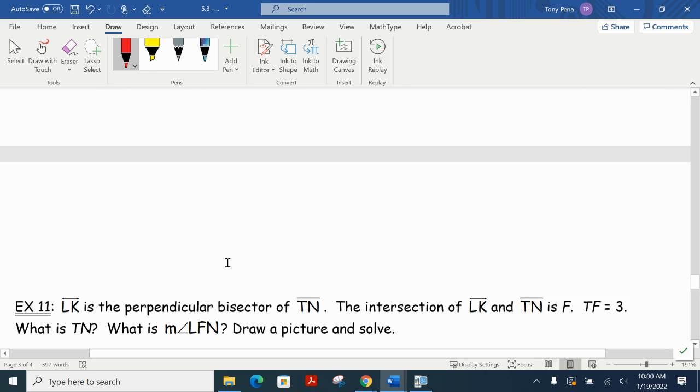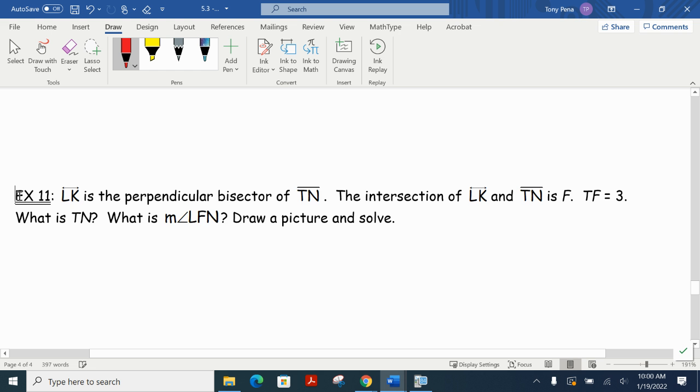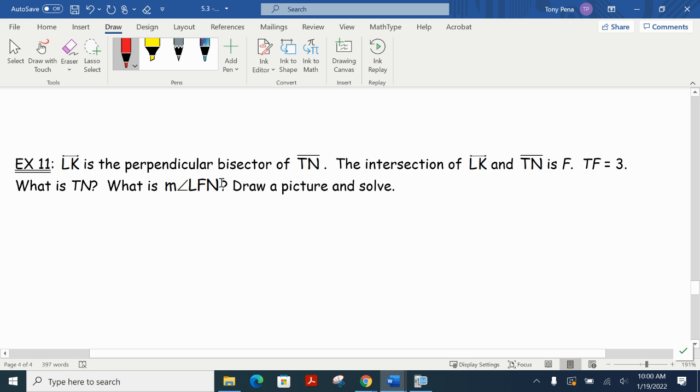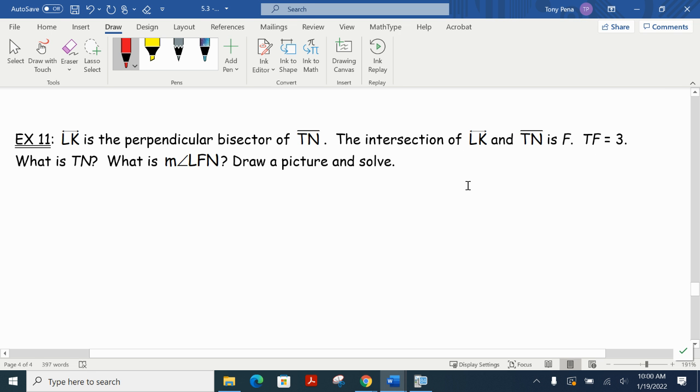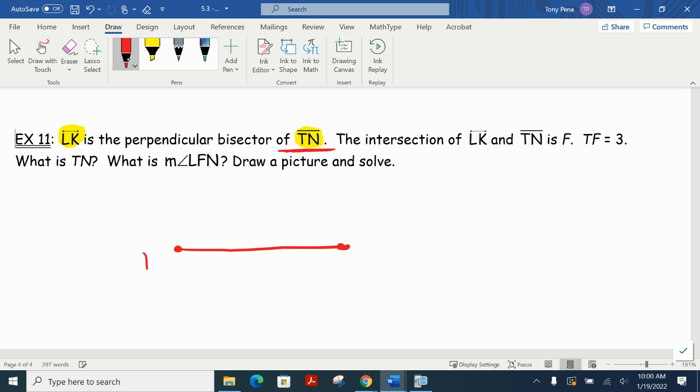All right, now, number 11. First, we got to be able to draw this. I would definitely encourage you to draw this out. So when we draw this out, I'm going to draw in a line from L to K, and it's going to be a perpendicular bisector to the segment TN. You could really draw any of them first. I'm actually going to draw the segment in first. So I'm going to draw in the segment T to N.